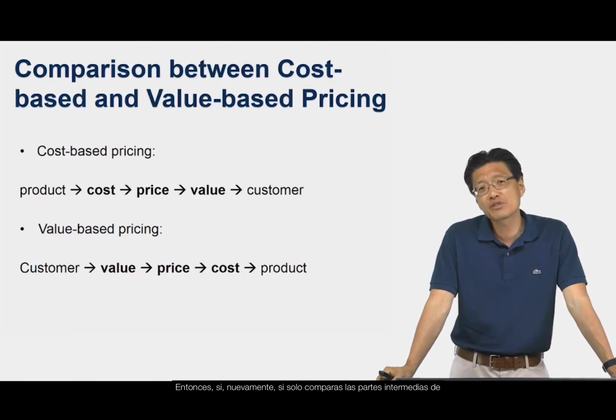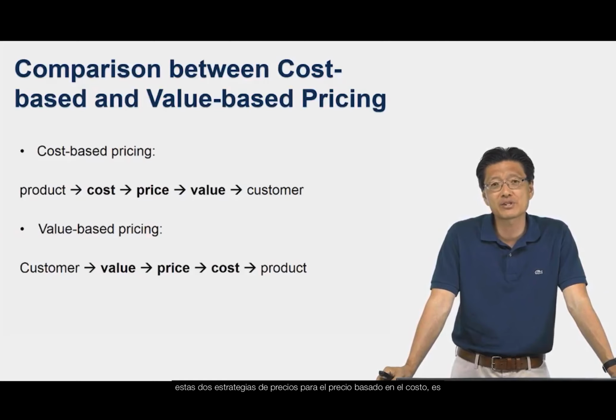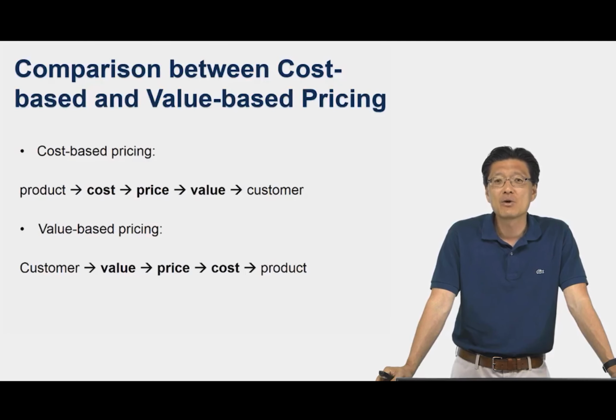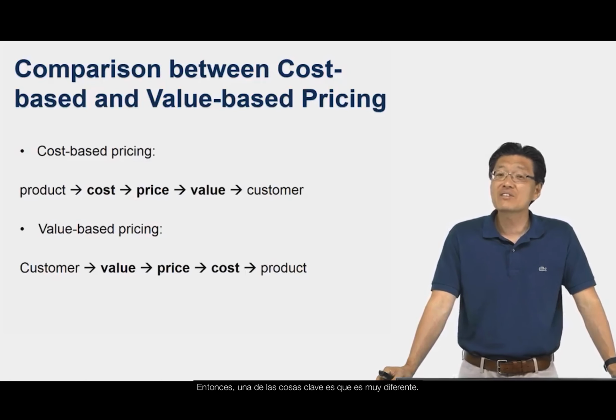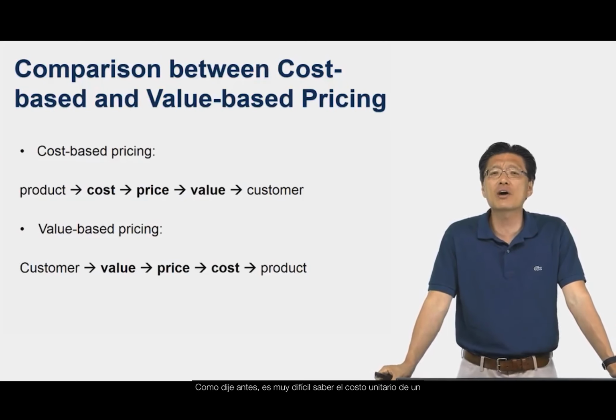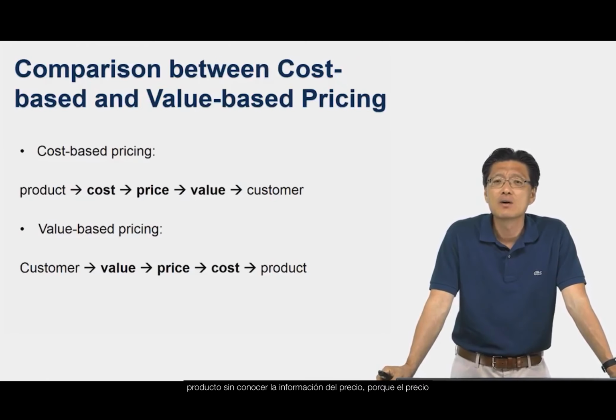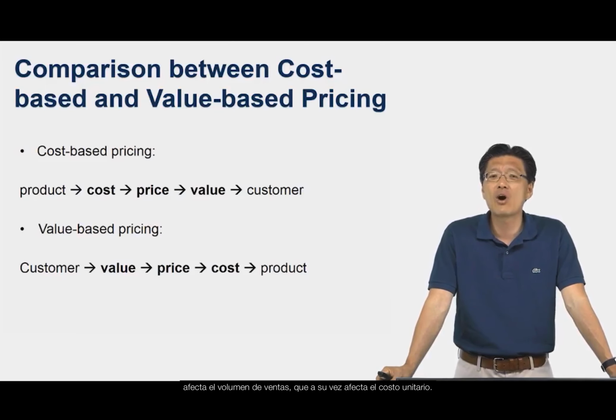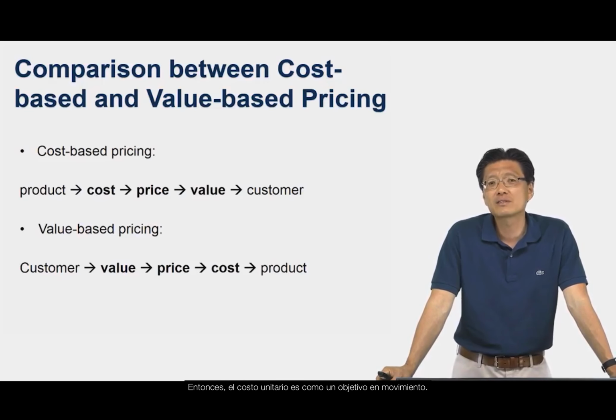If you just compare the middle parts of these two pricing strategies, for cost-based pricing, it's cost and then price and then value. Whereas value-based pricing, it's value, then price, then cost. One of the key things is that, like I said before, it's very difficult to know the unit cost of a product without knowing the price information, because price affects sales volume, which in turn affects unit cost. So unit cost is kind of like a moving target.